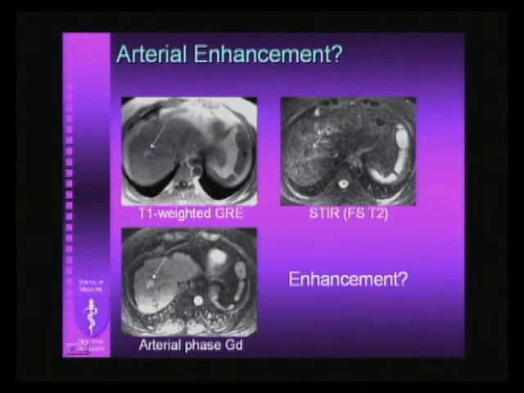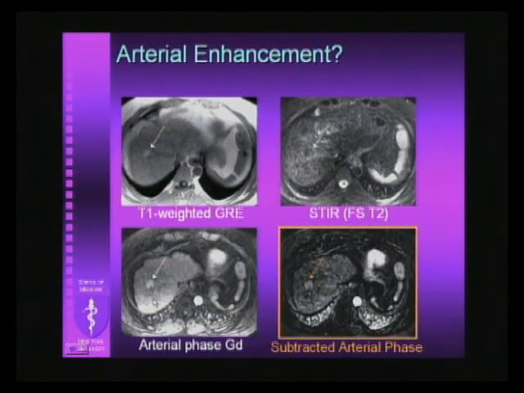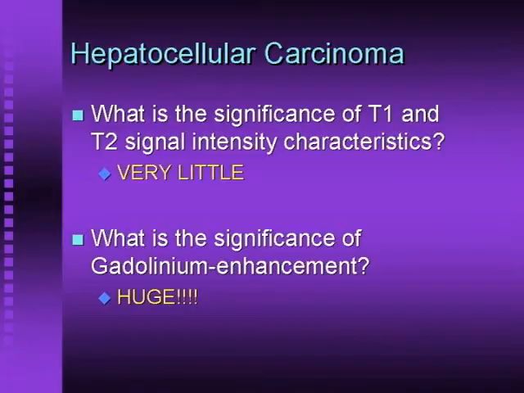And so in these cases, we recommend doing a subtraction, subtracting the unenhanced from the enhanced acquisition. And on the subtraction, you can see very clearly this tumor is definitely enhancing. Any arterially enhancing tumor in the setting of cirrhosis has to be worrisome for a hepatoma. So to answer the second question, this is where the money lies. The significance of gadolinium enhancement is huge, particularly on the arterial phase.